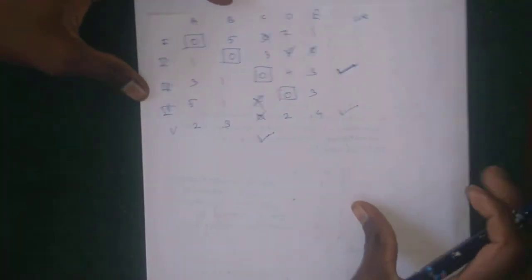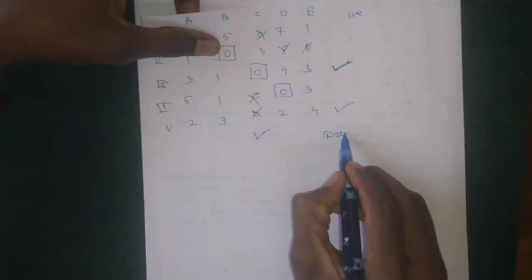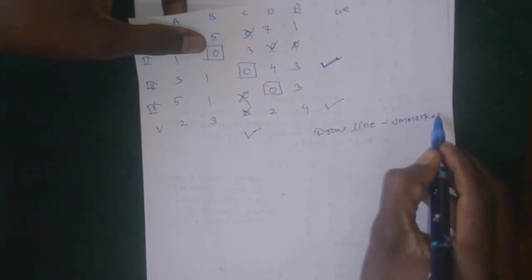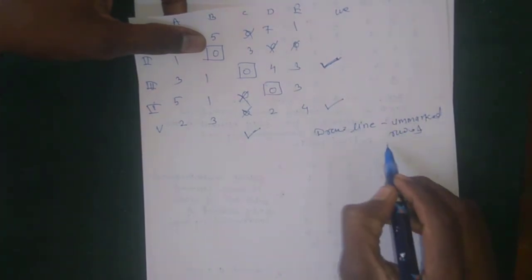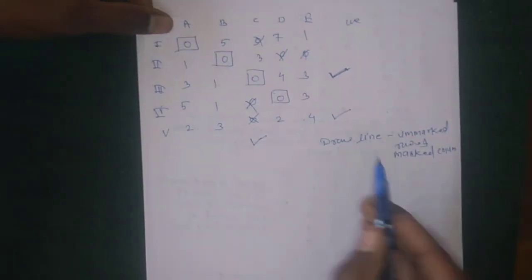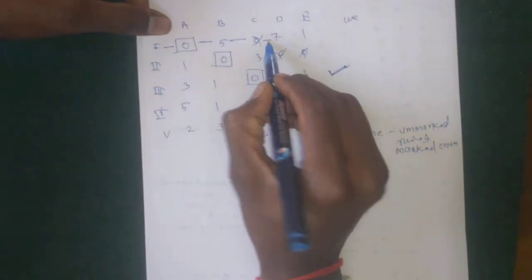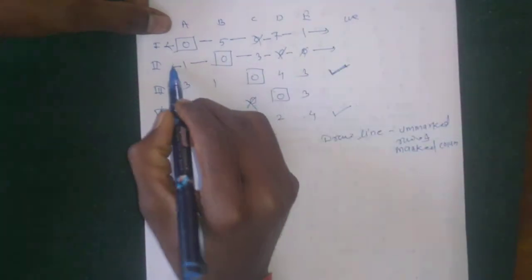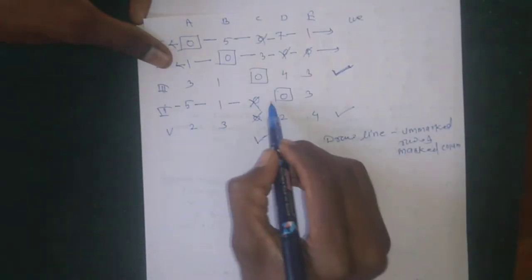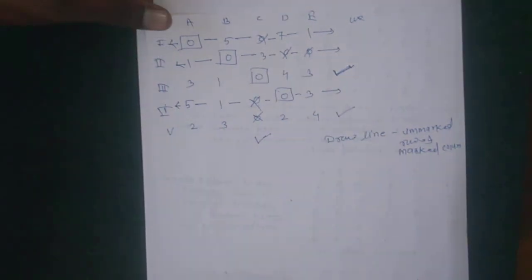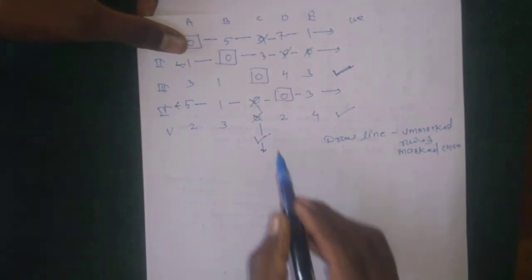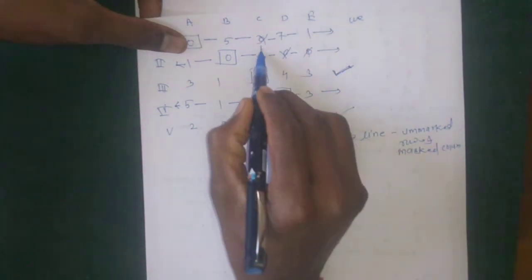Okay, then draw a line. How to draw the line? Draw lines through unmarked rows and marked columns. So here the unmarked rows are the first, which we cover with a straight line, the second, and the fourth. So draw straight lines. The number of lines here is 3. Then marked columns: here only 1.